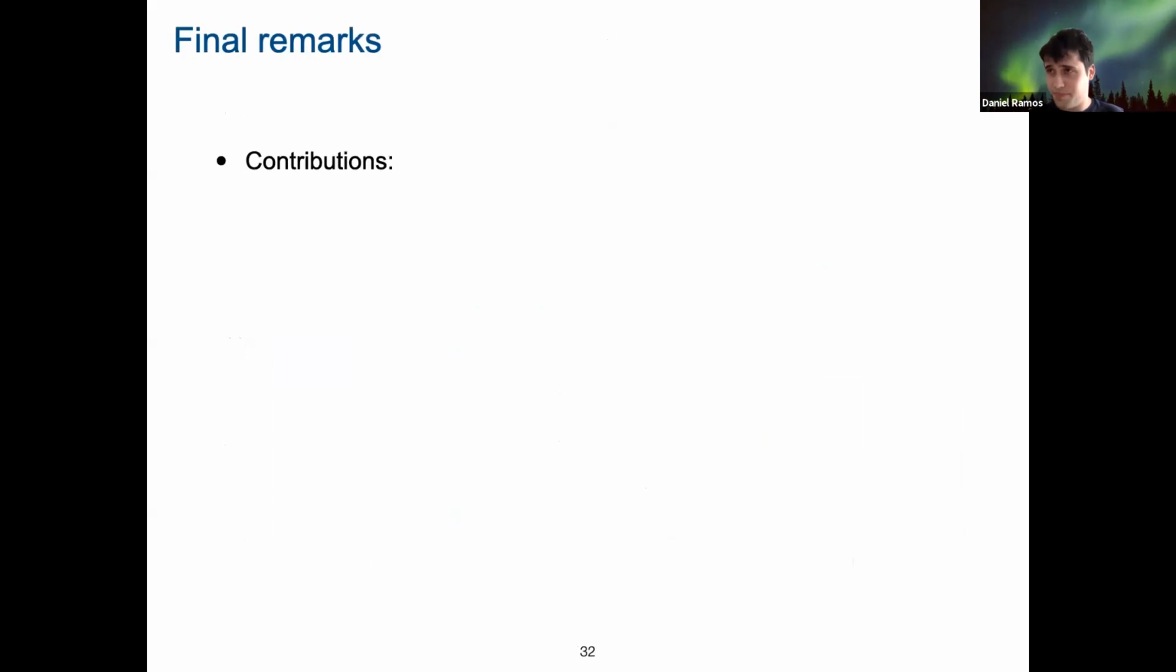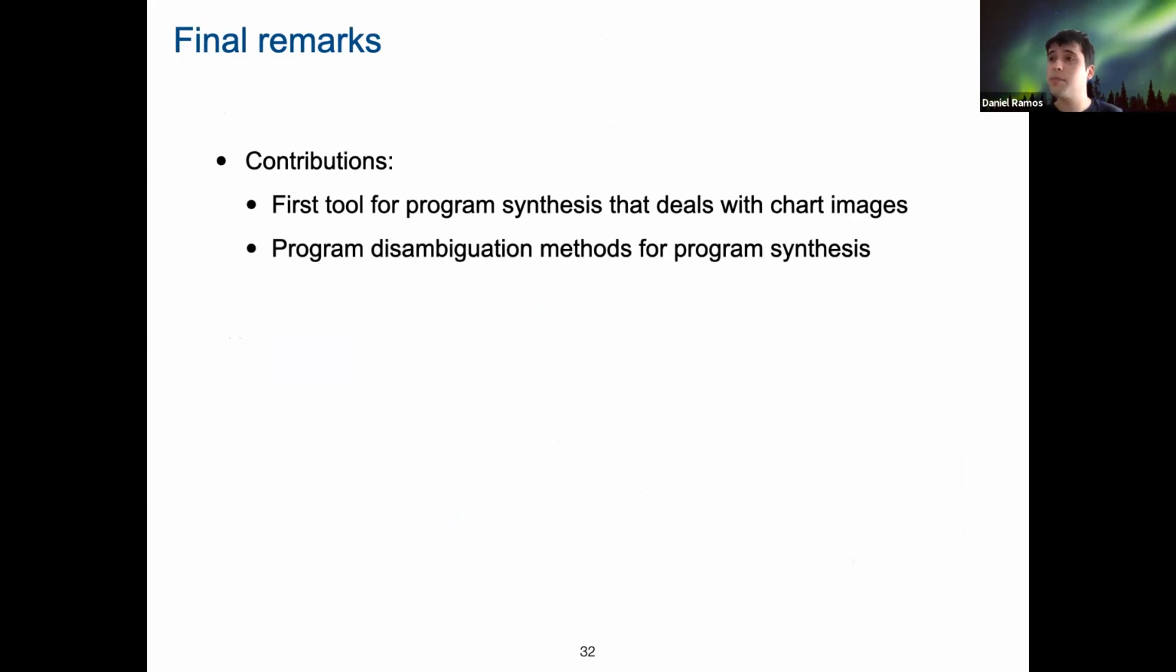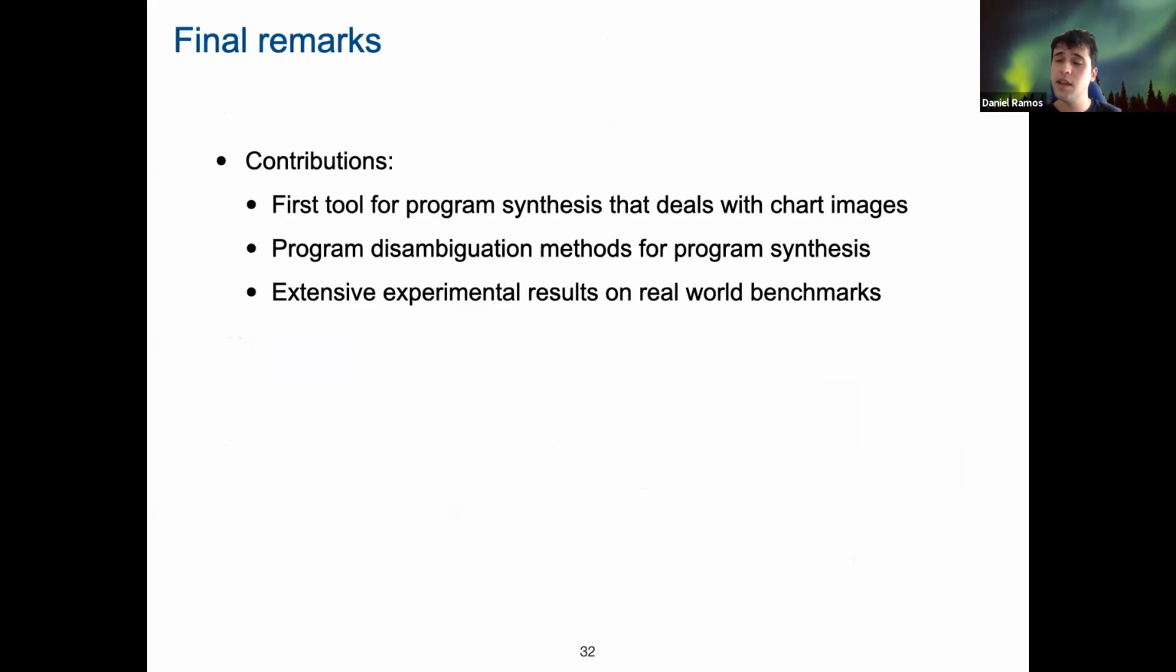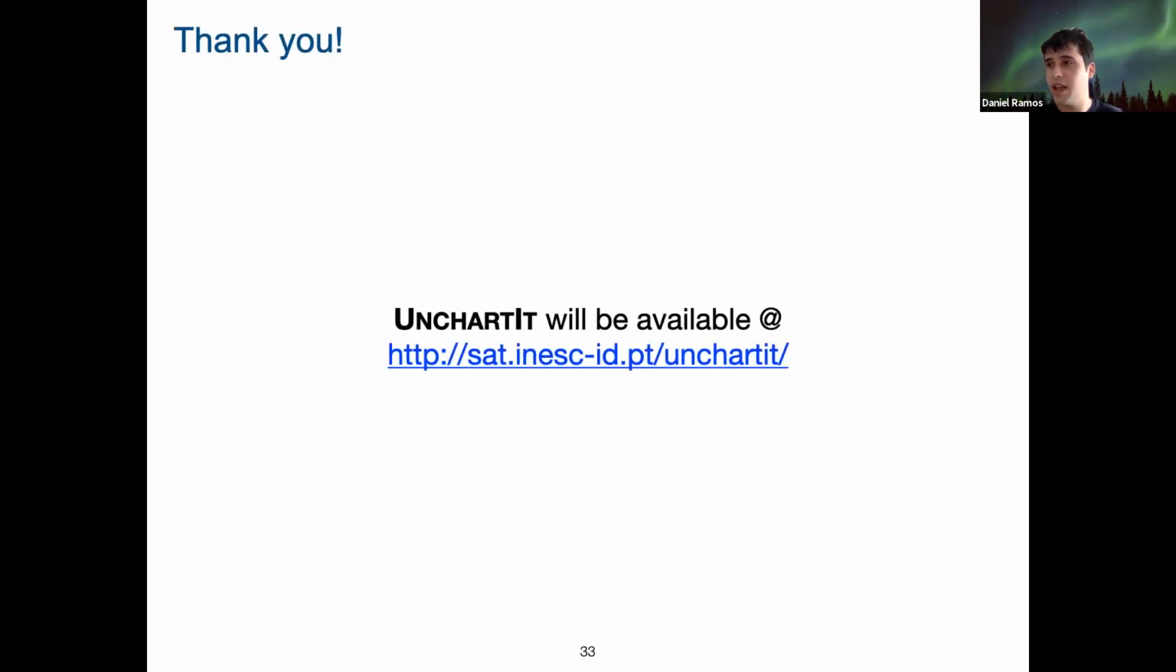Some final remarks. Our main contribution is a first automated tool for program synthesis that deals directly with chart images. We also proposed program disambiguation methods for program synthesis that can be used in a variety of scenarios, and we have extensive experimental results on real-world benchmarks. For future work, we would like to add support for other chart types. Our tool is currently limited to bar charts. We would also like to add support for n-ary charts. UNCHARTIT will be available eventually here. And that's everything. Thank you for listening. I can answer any questions you might have.